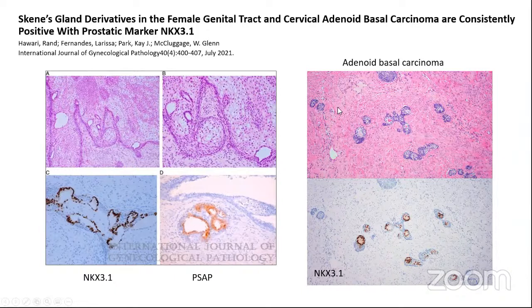But what was interesting was that adenoid basal carcinomas, as you can see here, which are HPV-associated tumors, also express NKX3.1, which led us to postulate whether these adenoid basal carcinomas are derived from these ectopic prostate glands in the cervix. We don't really know, but it does raise an intriguing prospect.